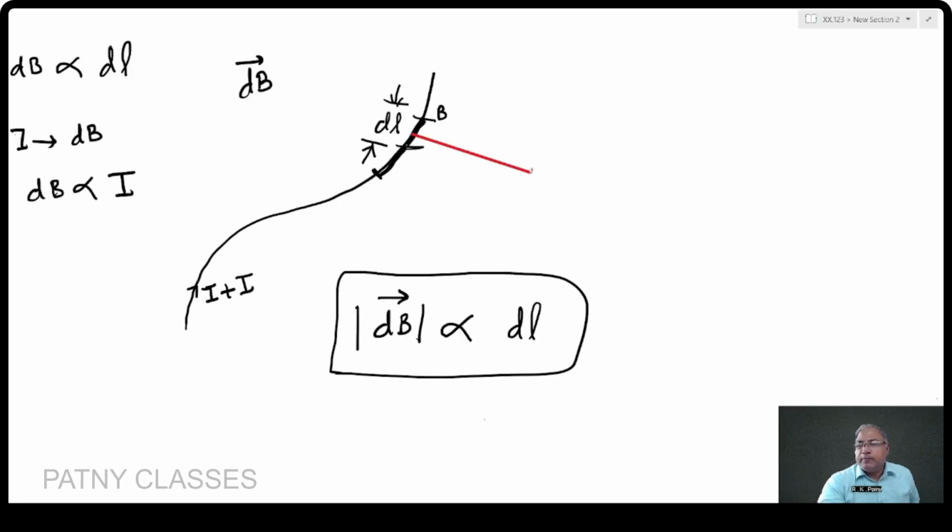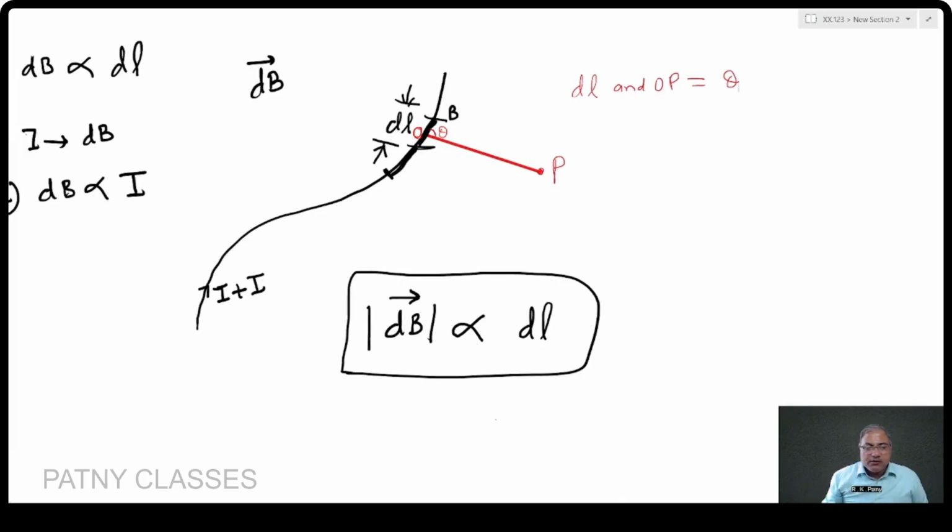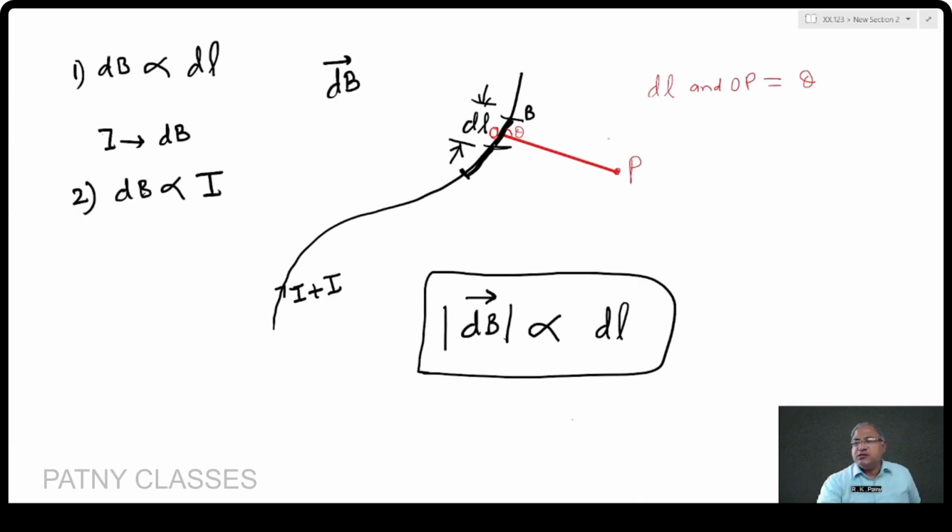Now, one more thing, here was the point P, and this is the angle between what? Angle between DL and, let us call this point O, OP. So, angle between DL and OP is equal to theta. So, if theta is changing, then magnetic induction will also change. So, the magnetic induction depends upon the value of theta. If theta is changing, then the magnetic induction will also be changing.